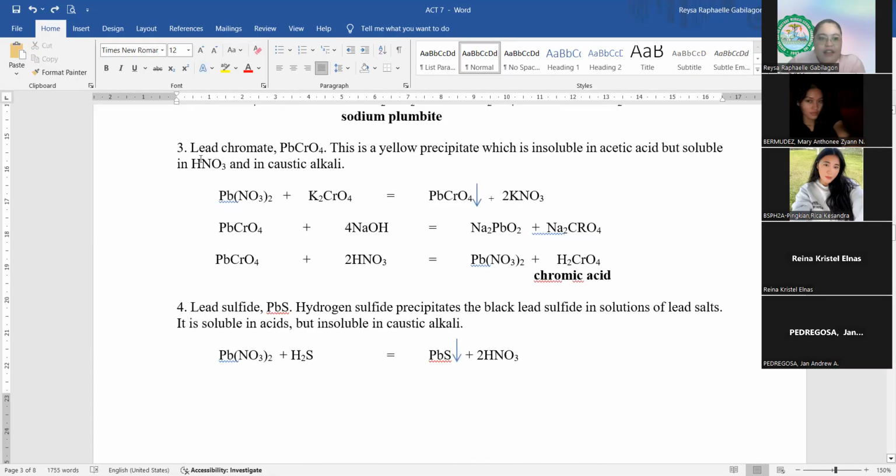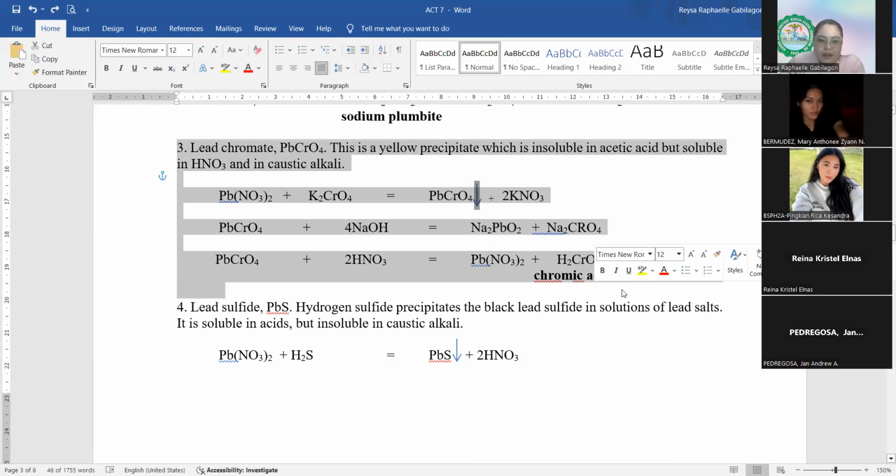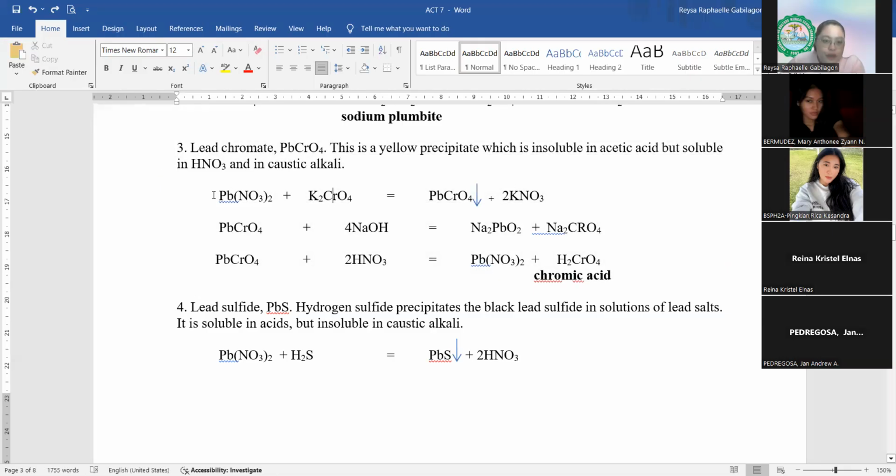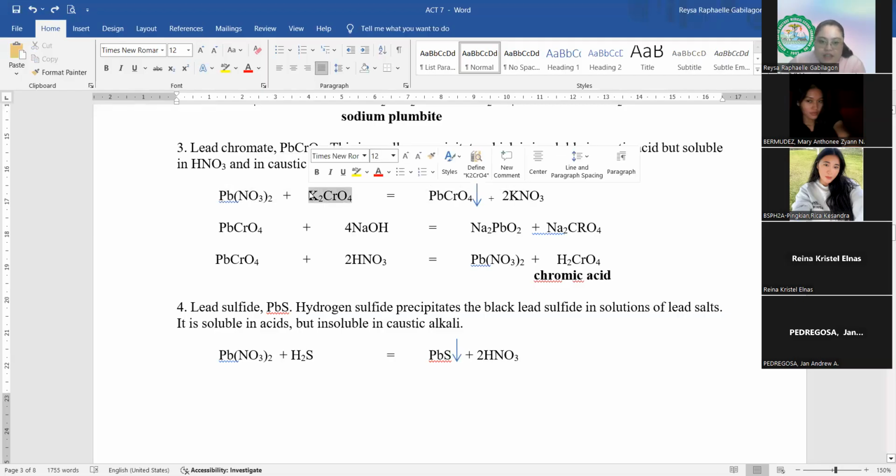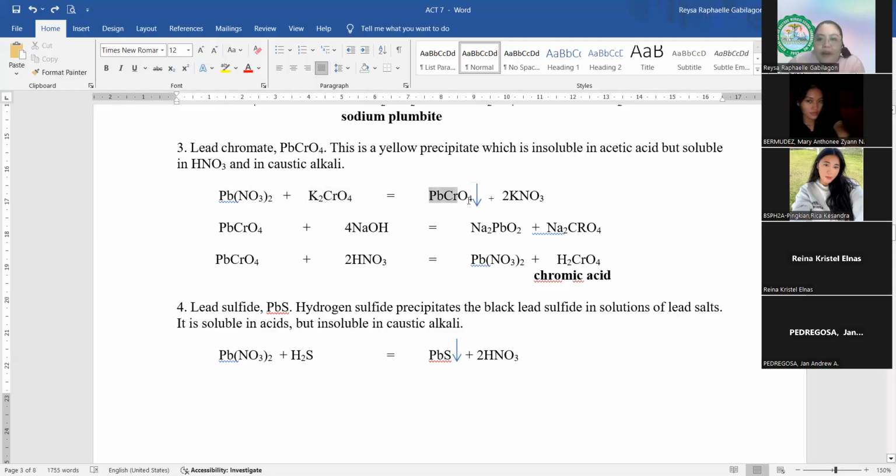Okay? Then next, I think this is what we did in the experiment, lead chromate. Because we have 2-5, the test solution plus the potassium chromate. So, this is the test solution, the lead nitrate, and then we add it to potassium chromate, we get the compound, the precipitate, which is called the lead chromate. And I don't know if your answer there is correct. It's a yellow precipitate. Okay? Again, it's a yellow precipitate.